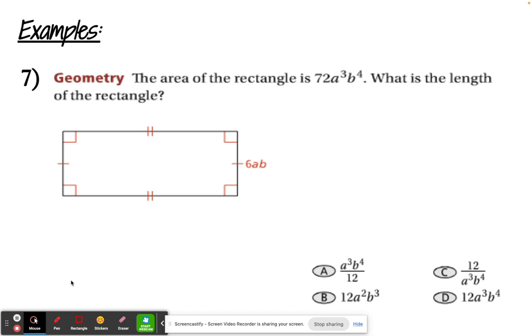Okay, I have a rectangle that has an area of 72a to the 3rd b to the 4th, and I want to know the length of this side. I know this side is 6ab. Well, I know area equals length times width. In this case, I know my width, but I don't know my length. So I can take my area divided by my width to give me my length.